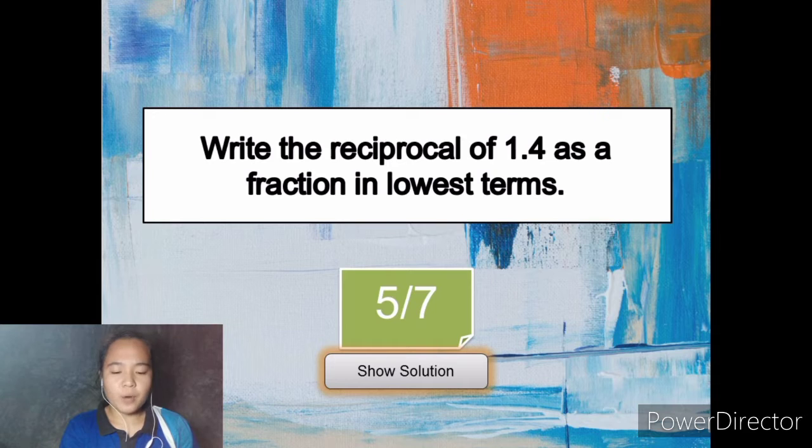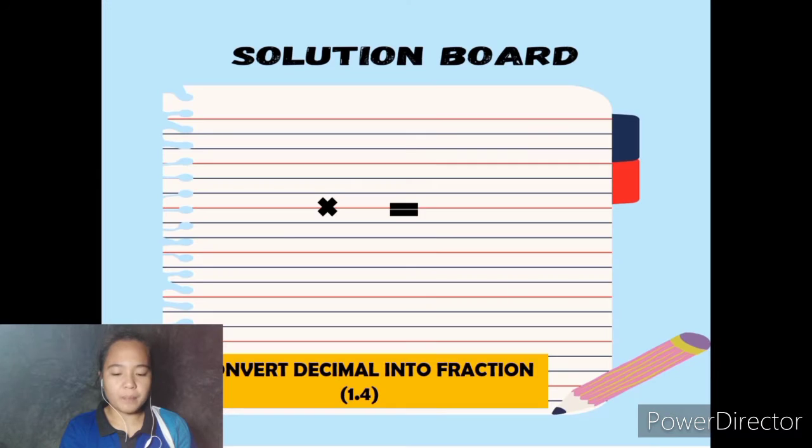Write the reciprocal of 1.4 as a fraction in lowest terms. 5/7. Yun yung sagot. So, ito yung solution kung paano nakuha yung 5/7. Kailangan muna nating i-convert yung decimal na 1.4 into fraction. So, magiging ganito siya. 1.4/1 times 10. So, bakit 10? Kasi, yung 4 ay tenths lang siya. So, i-multiply natin siya sa 10. So, 1.4 times 10 is equal to 14. And 1 times 10 is equal to 10.